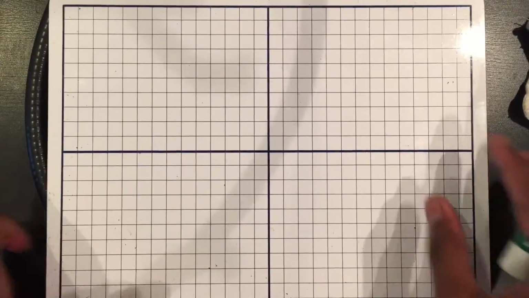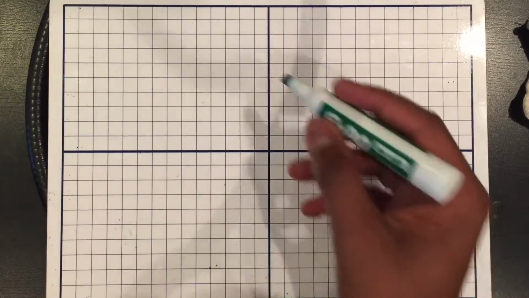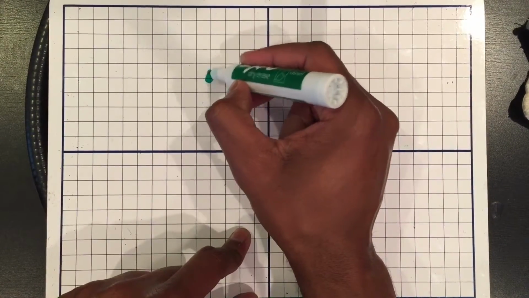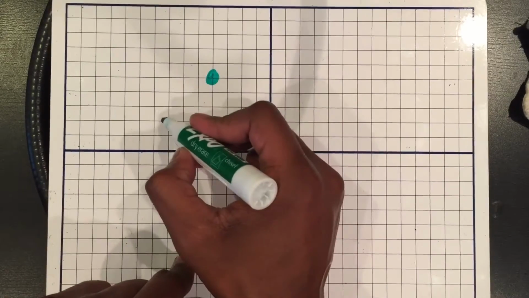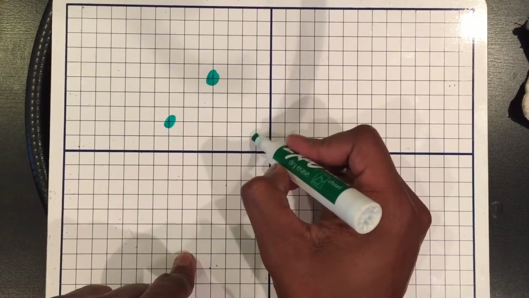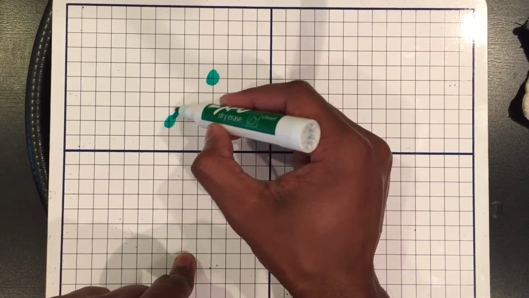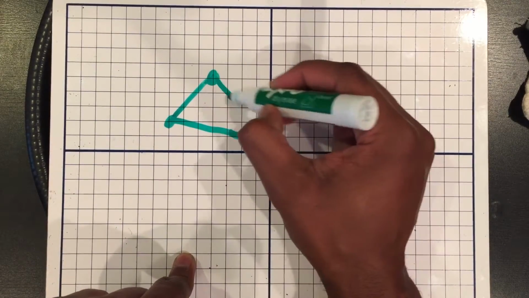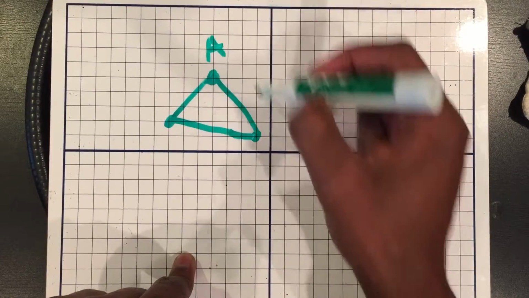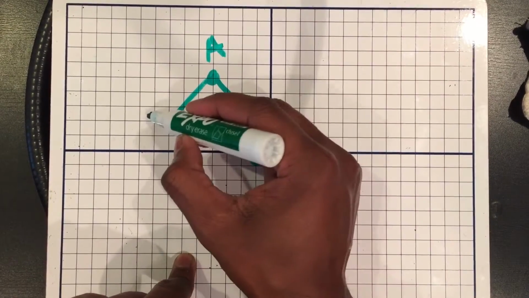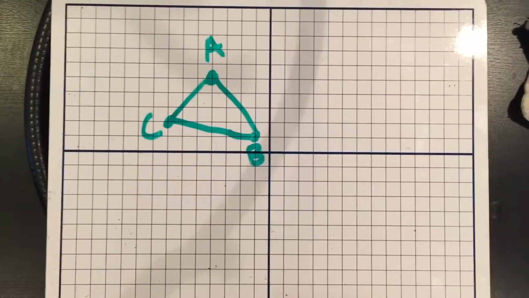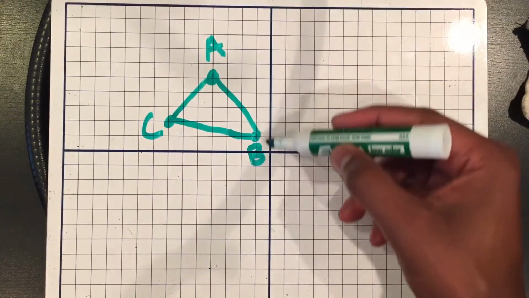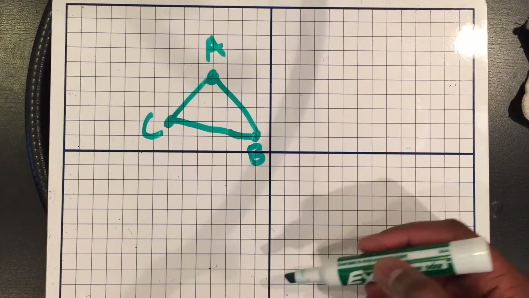So first we're going to plot a triangle. We're going to put a coordinate right here, a coordinate right here, and a coordinate right here. And so we'll say that's A, B, and C. And we want to reflect this image over the y-axis, this axis.